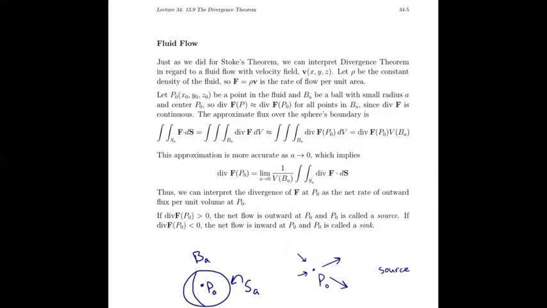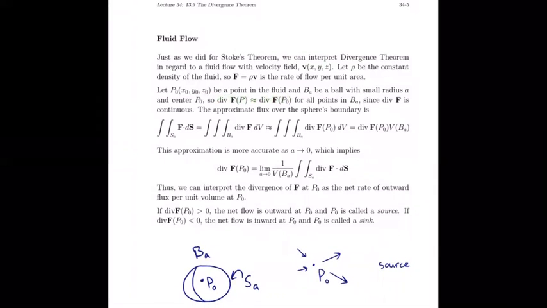Now the approximate flux over the sphere's boundary is given by this integral here. The divergence theorem tells us that's equal to the triple integral over the entire ball of the divergence of F. Now looking at the divergence of F for any point in this ball, we have that it's approximately equal to the divergence of F at P naught, the center of the ball, which is a constant. So we substitute that in, and this approximation matches that more or less, or implies that.